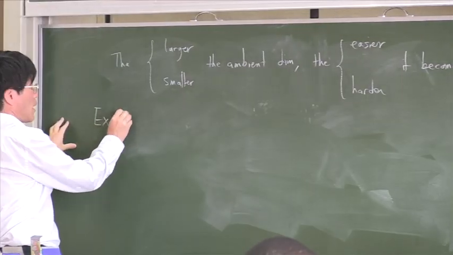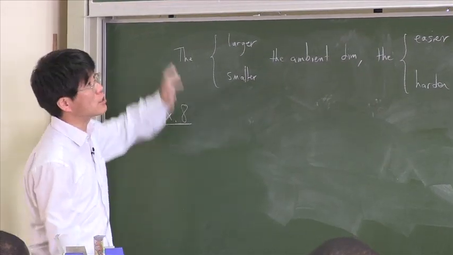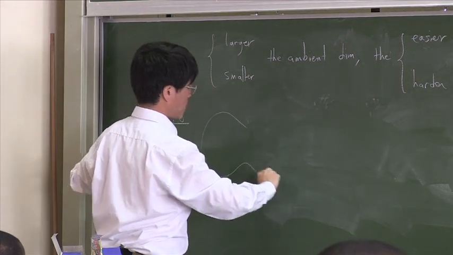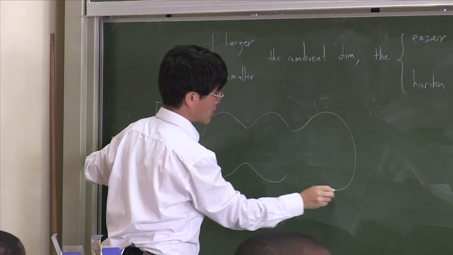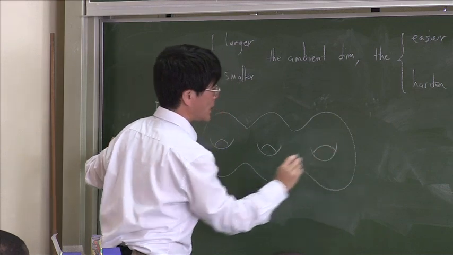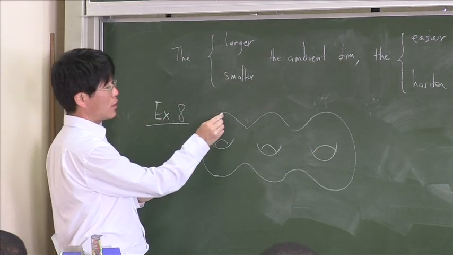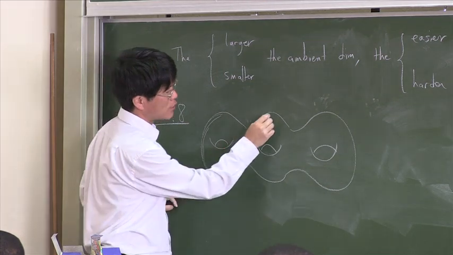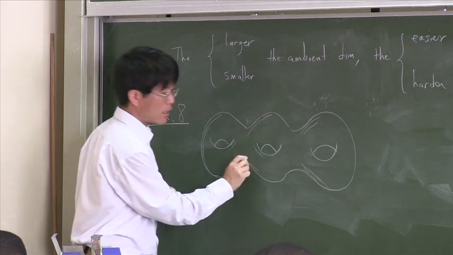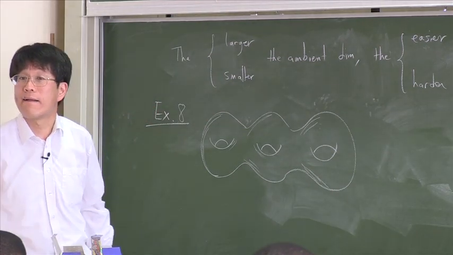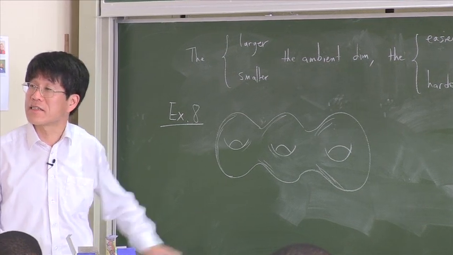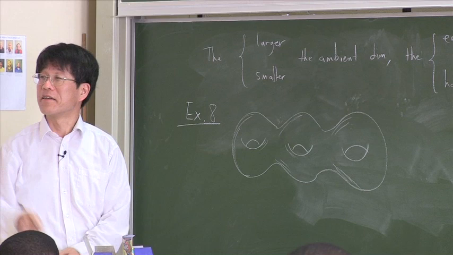Next example. This example will help us again to see better in the definition. Let's consider this funny surface. I hope that from last week we have learned to visualize this surface. What is this surface called? It had a name, by the way. What is it called?